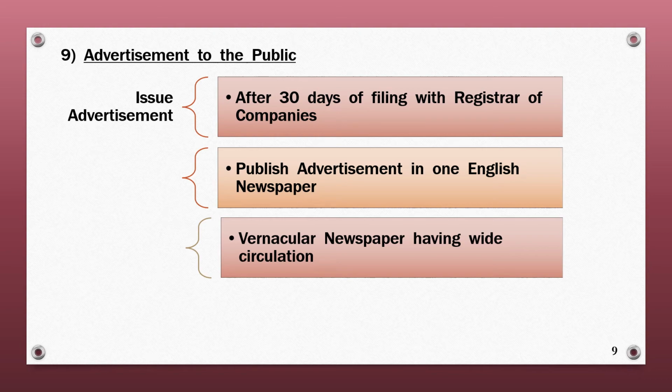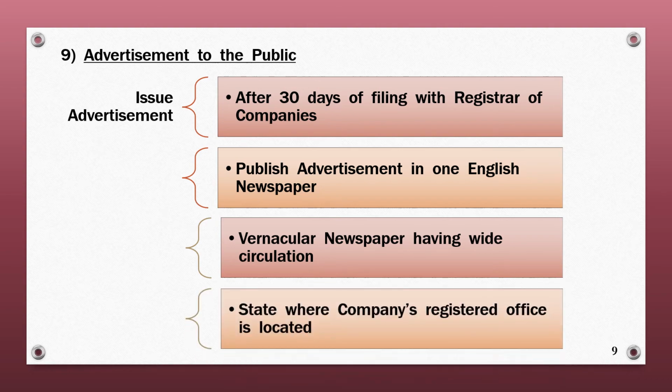Now, the term vernacular here means the language which is spoken by the ordinary people in a particular region. For example, in the state of Maharashtra, Marathi is considered to be the local language, and accordingly, if company is situated in the state of Maharashtra, then it needs to give advertisement in Marathi newspapers like Lokmat, Loksatta, etc. Thus, in order to give advertisement, it is necessary that such an advertisement has to be given in English newspaper as well as a local language newspaper.